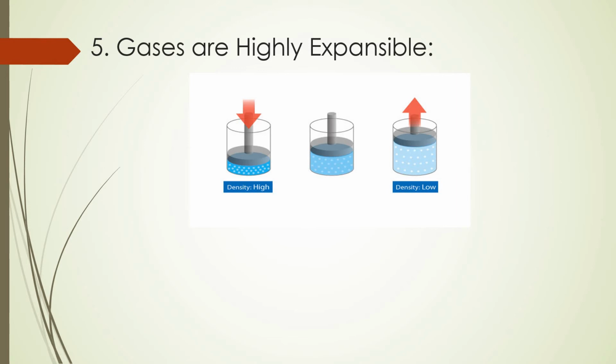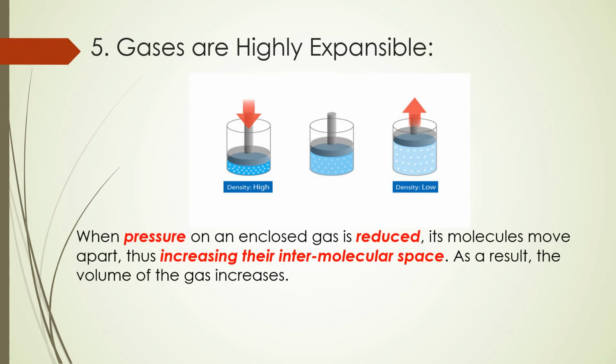Now, as we reduce the pressure, the gas molecules move far from each other, because they have that tendency to move away from each other. When the pressure on an enclosed gas is reduced, its molecules move apart, thus increasing their intermolecular space. The larger the intermolecular space, the larger the volume. As a result, the volume of the gas increases, which proves that gases are highly expansible.